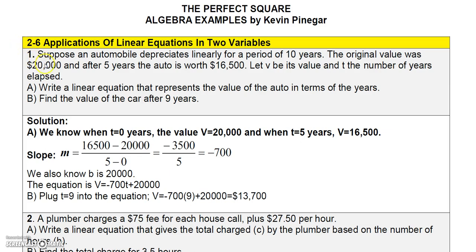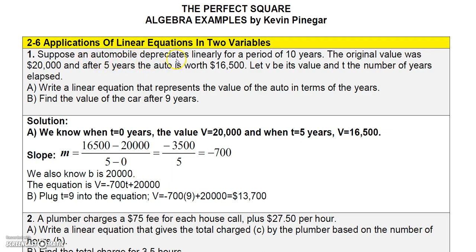One of the common applications of a linear equation is when you have something that's called straight line depreciation. That's when an item or an automobile or a piece of equipment depreciates at a linear rate for a period of time. So let's take a look at an example here.